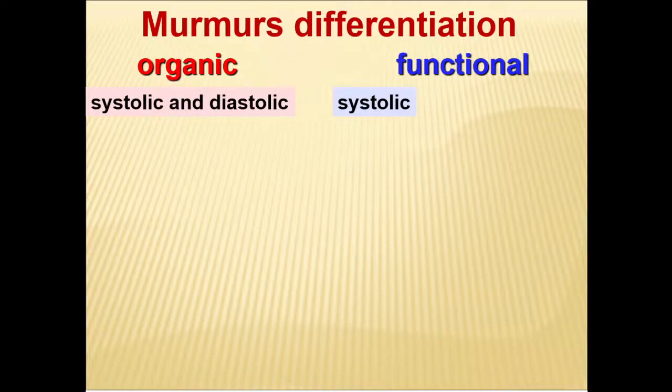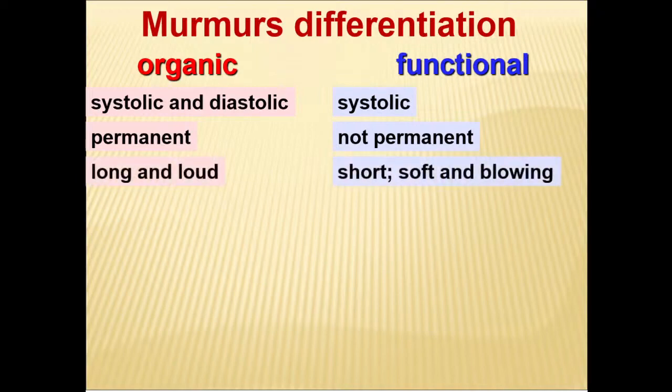Because functional murmur is correlated with blood flow, which depends on blood properties and the activity of contraction of the heart muscles. Then length. Organic murmurs are permanent. They hold all period and cannot disappear. Functional murmurs are not permanent. They may be auscultated better or worse, sometimes heard, sometimes disappearing and then coming back. Organic murmur is usually long and loud because blood flow goes through the defect of the orifice or vessel lumen. Functional murmur is usually short, soft and blowing, more comfortable for our ear.